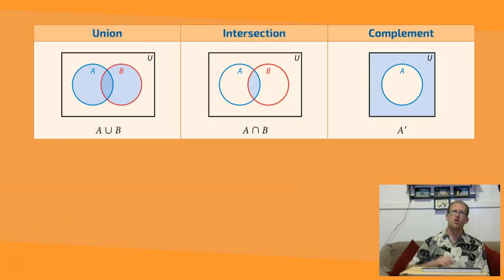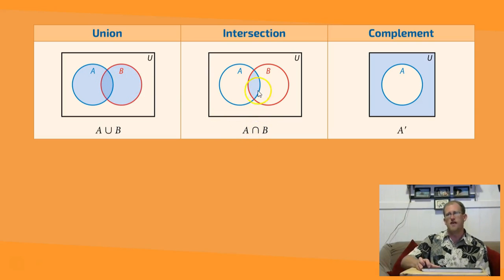Okay? So let's get some examples here. We have set A and set B within the universal set. And if I were to say the union of A and B, then I would have to color in everything in both of those circles. That's the union of A and B within the universal set, because A and B are both being considered. We're putting them together. That's the union.